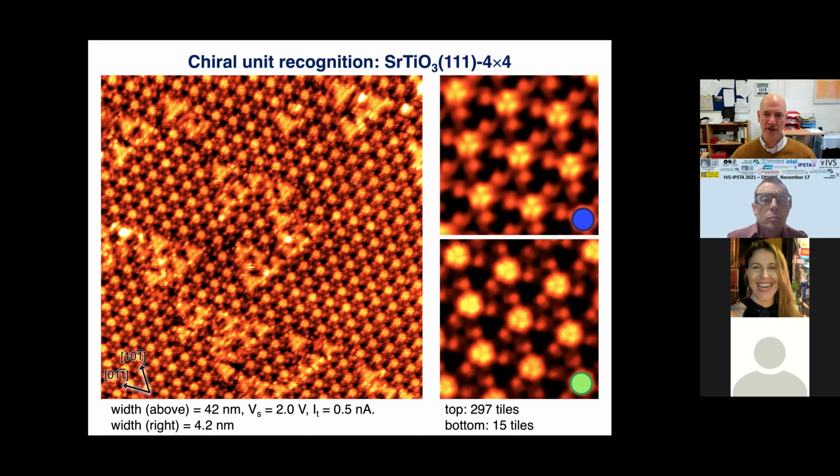The 4x4 reconstruction is very interesting because it has something called a chiral reconstruction. If you look at this unit cell here, it doesn't have mirror symmetry along the middle. If you compare it with this unit cell here, there's a sort of chirality. You can imagine these rotating to the right, and these rotating to the left. And if you take lots of these, here we've averaged 297 images, so we get this really clean image, and here we've done 15. You can then get the computer to find for you the individual regions where you have these chiral units, so you can see the domains of one chirality versus the other.